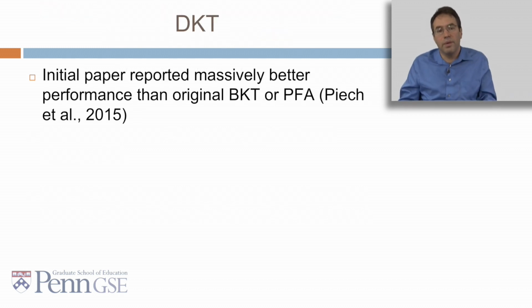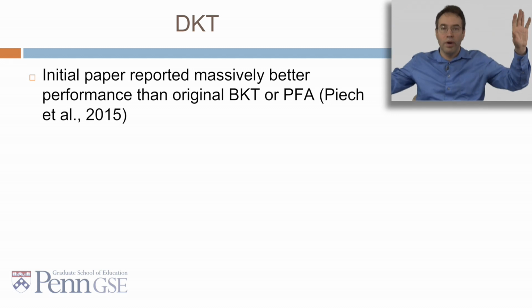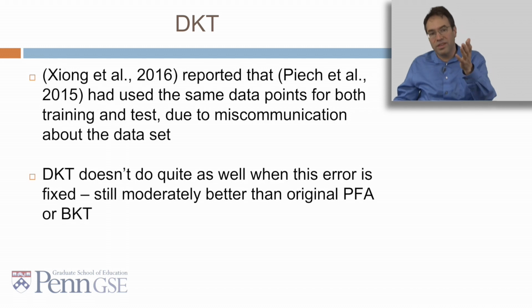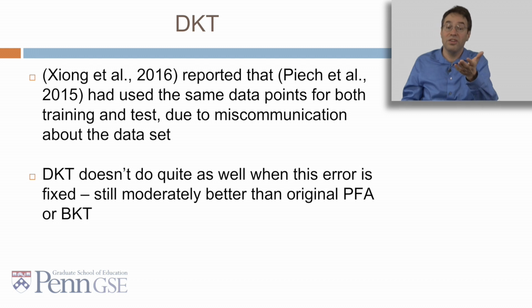In the initial paper by Piech, they reported massively better performance than original BKT or PFA. I mean, I'm talking like a 0.2 difference, which is just colossally high. But then it turned out that Xiong et al. reported that Piech and his colleagues had used the same data points for both the training and test sets due to miscommunication about the data set.